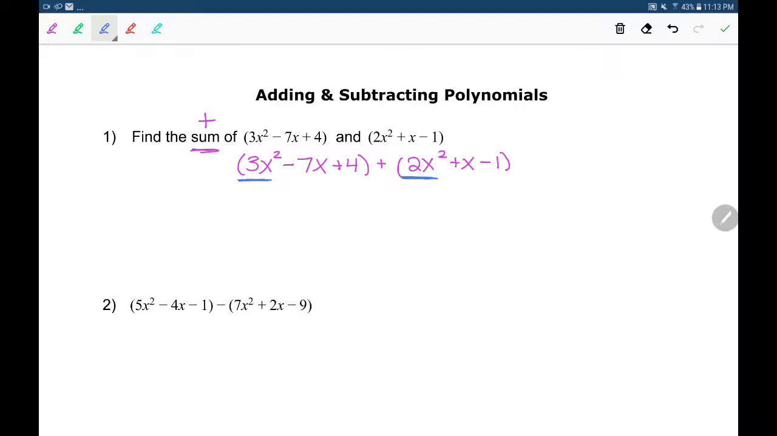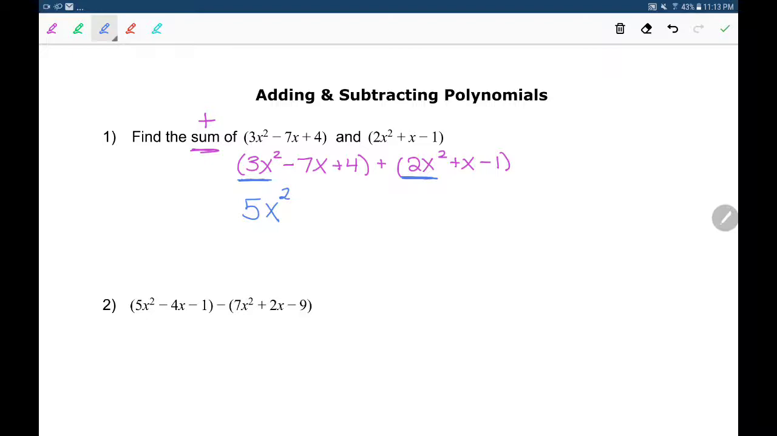When I combine like terms, the only thing I'm adding are the coefficients, so the numbers out front. So 3 plus 2 is going to leave us with 5. And then we bring the variable along and keep the exponent. So it's going to stay at 2 for my exponent.